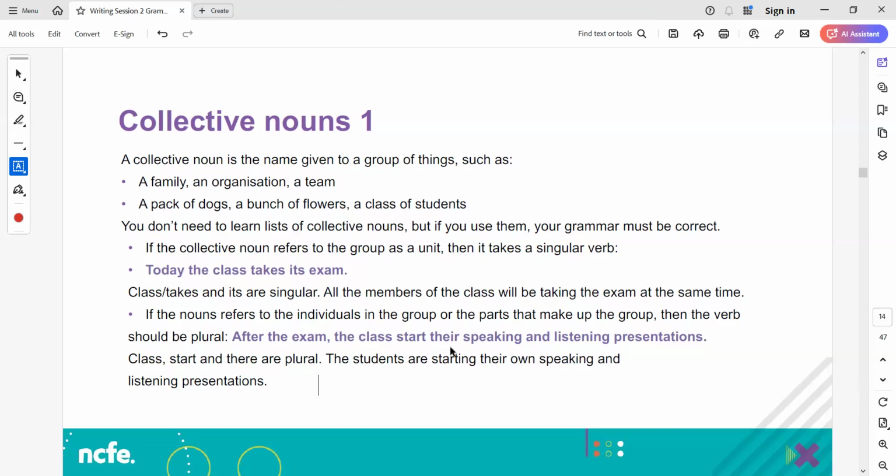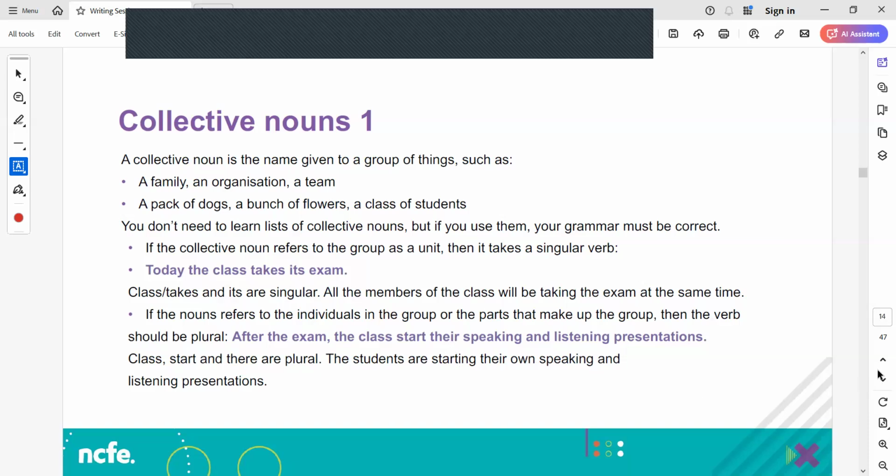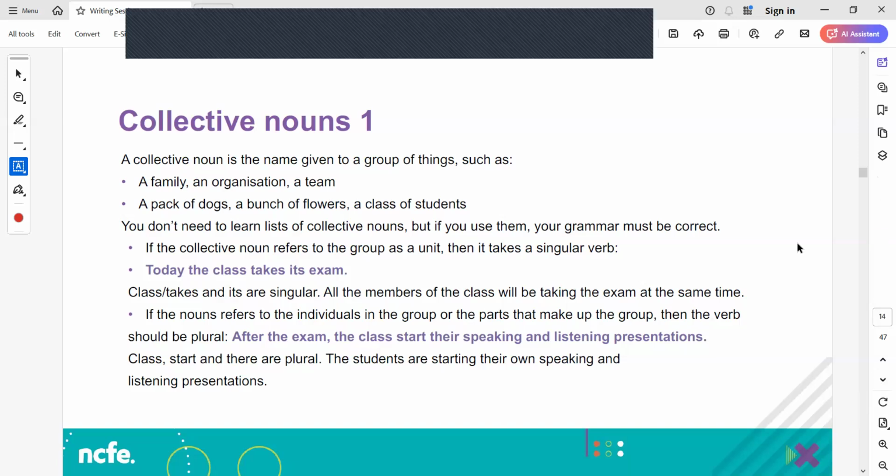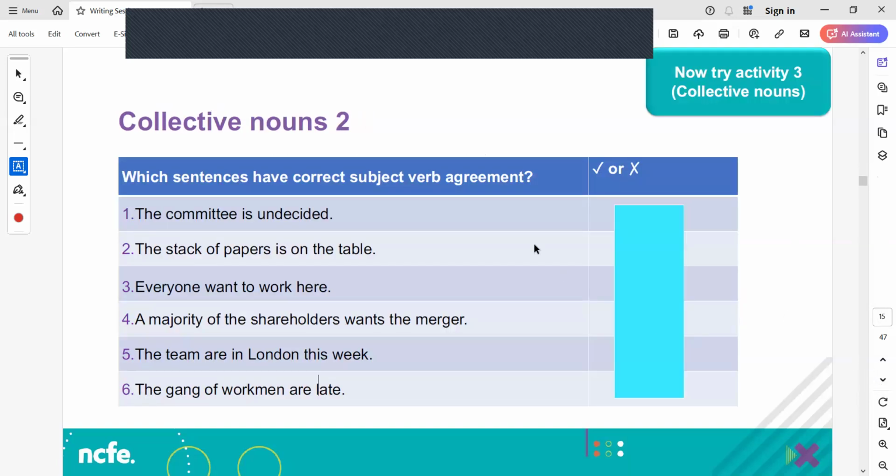Okay, so can you see the difference there? In the first example, the class refers to the whole group doing something at the same time. But the second example is referring to the individual students within the class doing individual speaking and listening presentations. So let's have a go at correcting the subject-verb agreement.